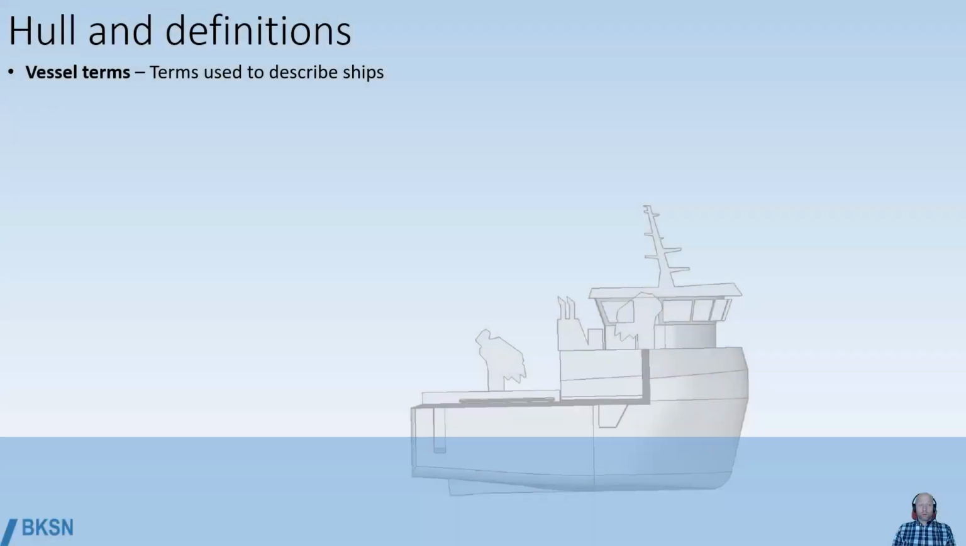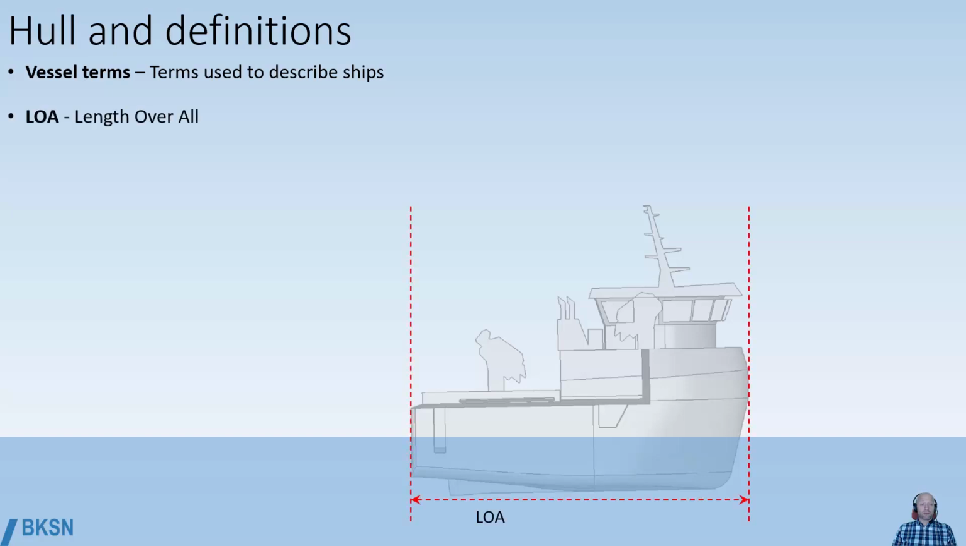Vessel terms are words that we use to describe different aspects of ships, and we're going to have a look at a few of them. We start off with LOA, which is an abbreviation for length overall, which is just that, the largest length in the hull of a vessel.